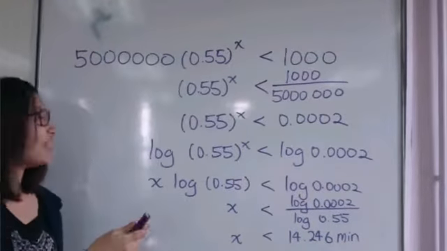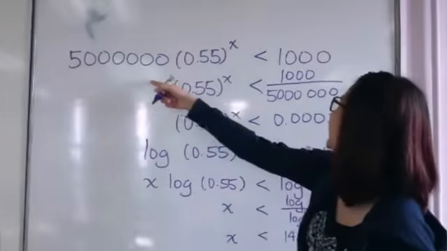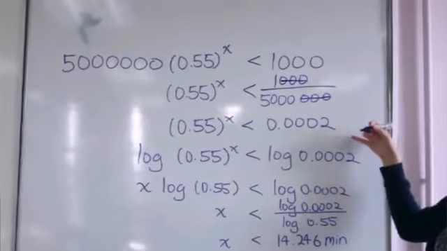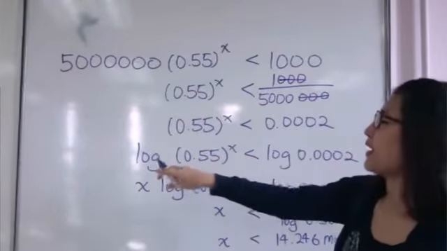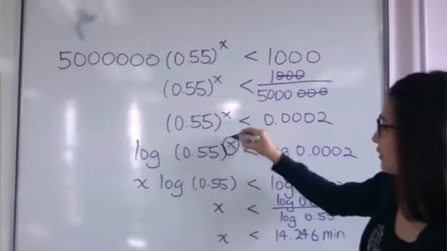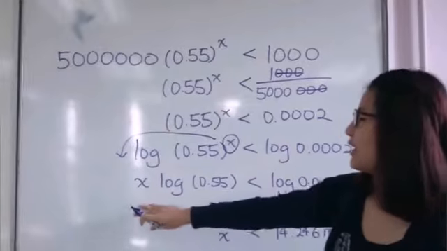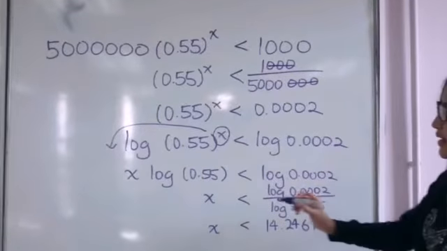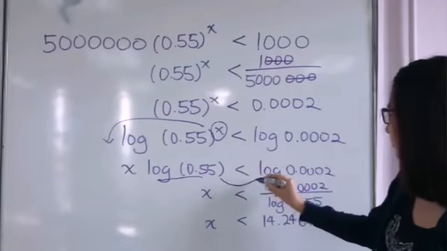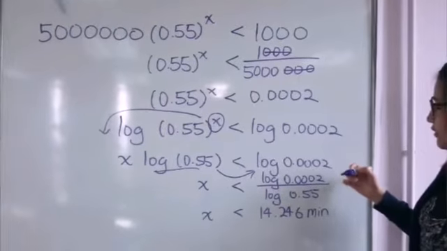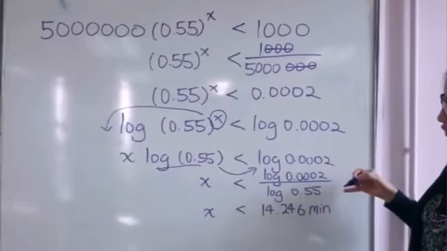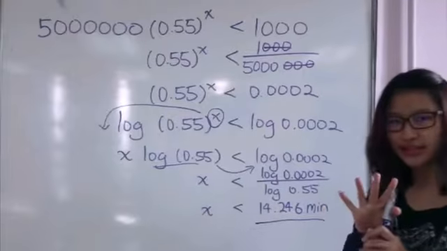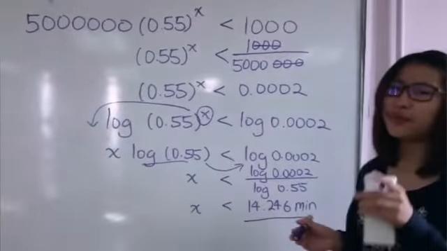This is our solution. First, we bring the 5 million to this side and cut it off. Simplify it. So we get 0.0002. Okay, then we log both sides so we can bring this down. So we get x log 0.55 less than log 0.0002. Then we bring this over here. So log 0.0002 divided by this log 0.55. So we get the answer 14.246 minutes. Wait, do you think this is logical? Actually, we tricked you.